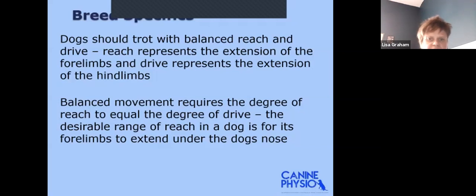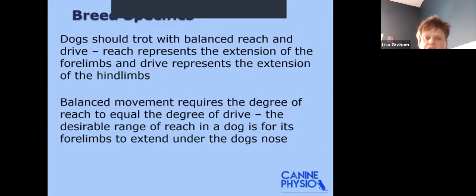For balanced movement, we require the degree of reach to equal the degree of drive. So whatever amount a hind limb extends out, my forelimb should be capable of extending the same. If it can't, then I've got to figure out which leg I've got a problem in. Just because one's shorter doesn't mean it's that one. It could be one is overreaching, and the one that's coming up a bit short is representing normal movement for that breed.